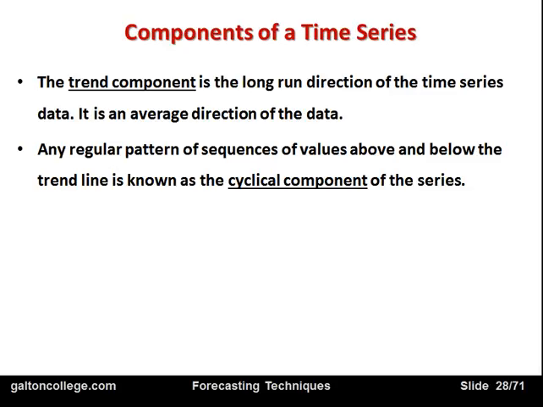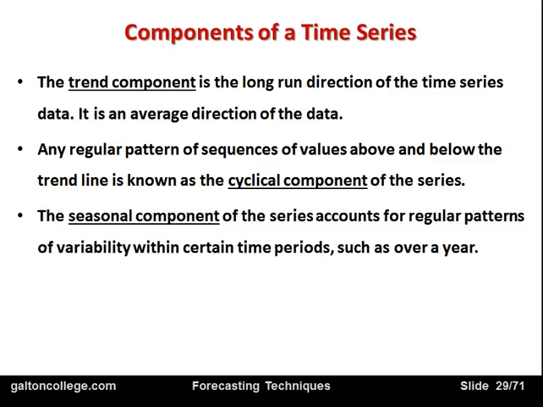We could imagine a set of data. We have a trend that's upwards. The data is pointing upwards, but not all the data is pointing upwards. Perhaps some of it is under the line. Why is it not all on the line? So there may be cyclical components. And the seasonal components, as I said earlier, account for regular patterns of variability within certain time periods. For example, over a year, sales may increase around Christmas time, decrease in February and March, increase again around June, decrease around October. So we may have a seasonal component in data which we must be aware of as well.